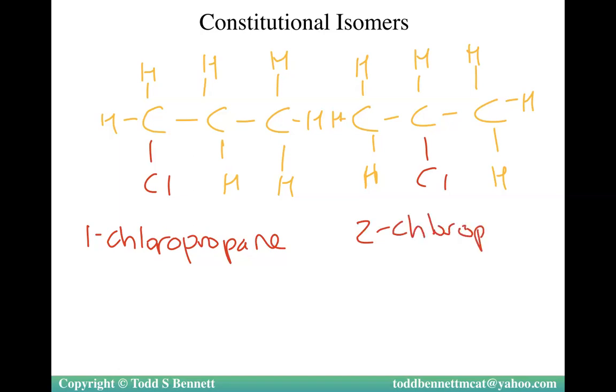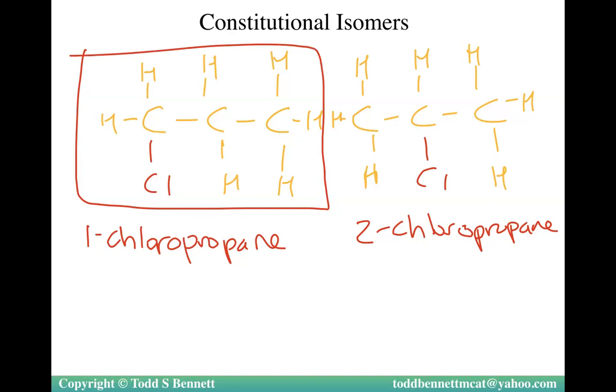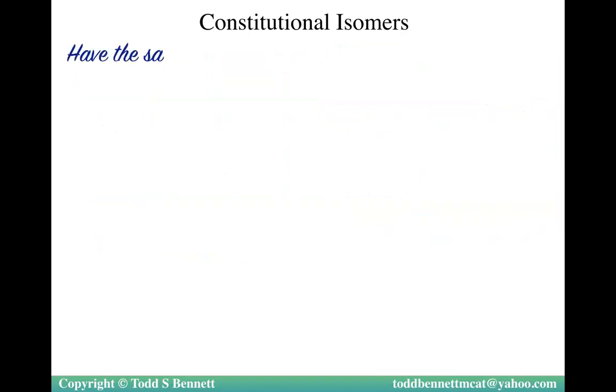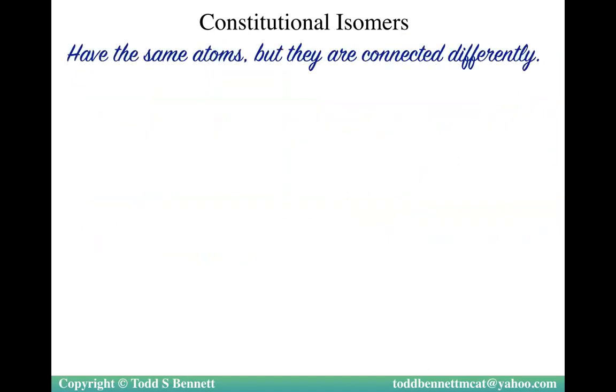So it ends up being a neat little shortcut that we can take: if we want to know if something's a constitutional or structural isomer, name it. If two compounds have the same name, they are identical. If they have different IUPAC names, different connectivity in the name, then they are constitutional or structural isomers. Okay, I'm going to erase my picture and dedicate the rest of this to pretty computer-generated pictures. But they have the same atoms, connected differently, with different bonds.